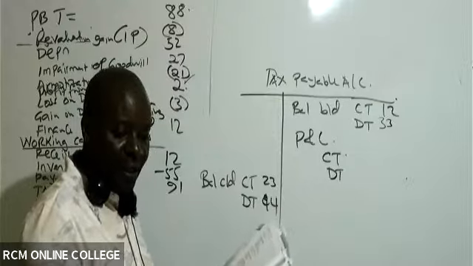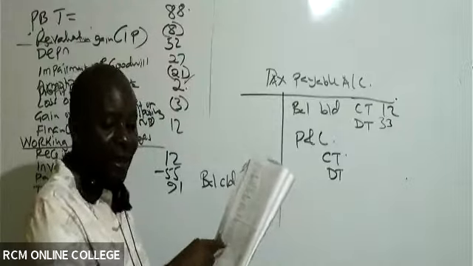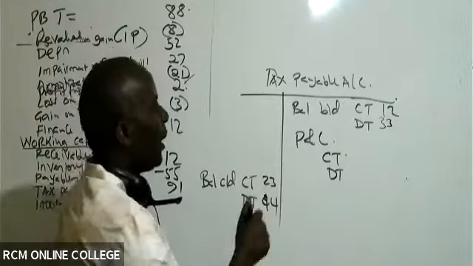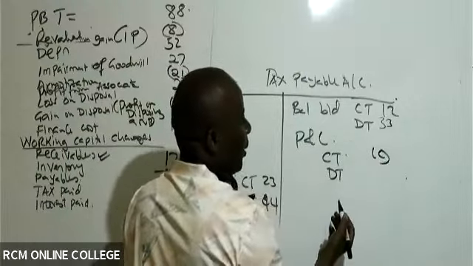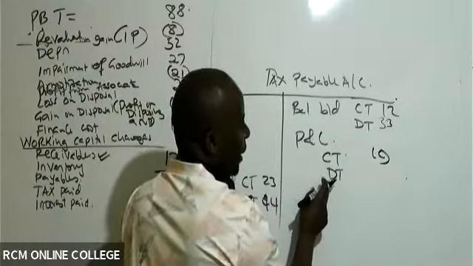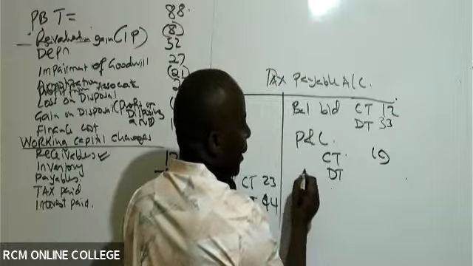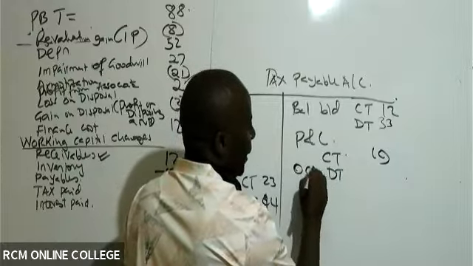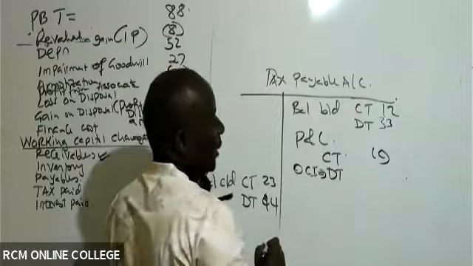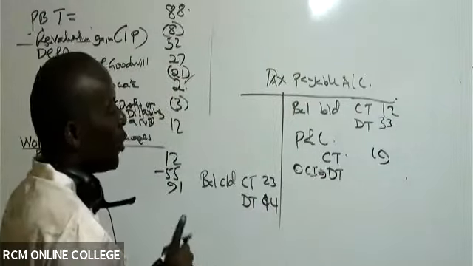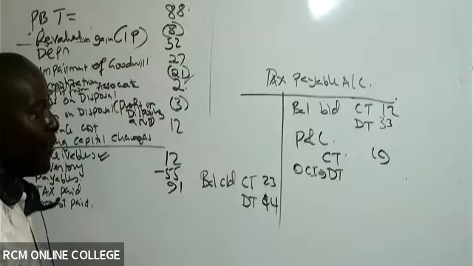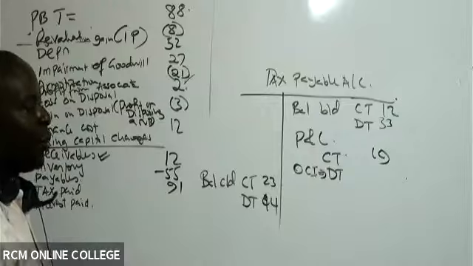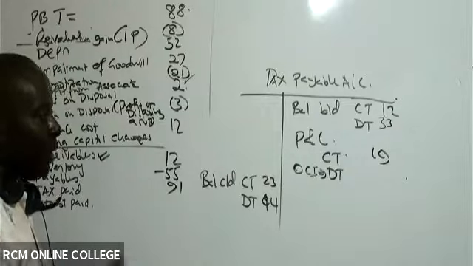P and L ya pili 19. So P and L CT, this current, it's in the profit and loss. Of course, this DT, deferred tax, will be under OCI, other comprehensive incomes. Any tax which is under other comprehensive incomes will be called a deferred tax or tax on revaluation. OCI is other comprehensive incomes.